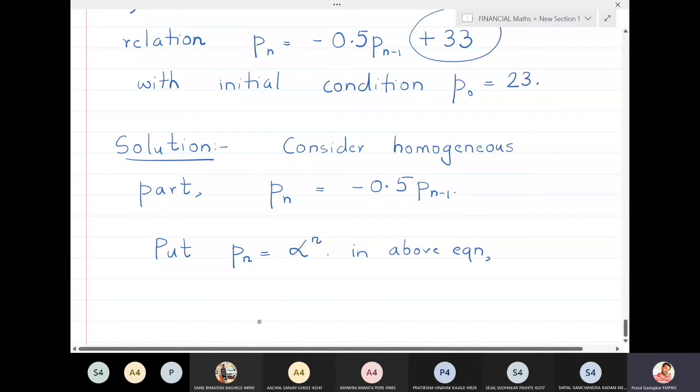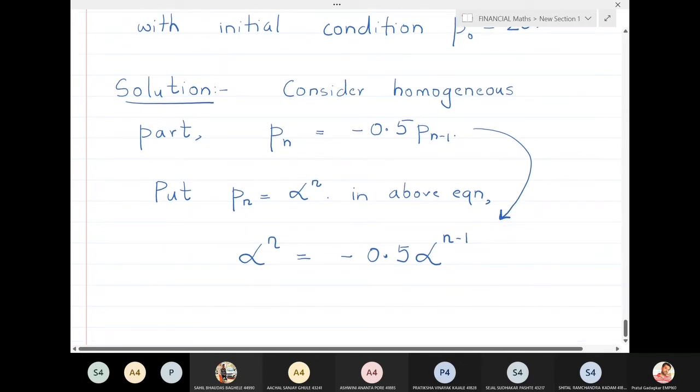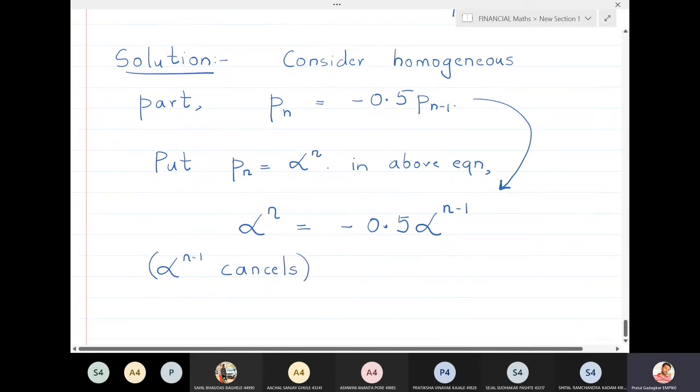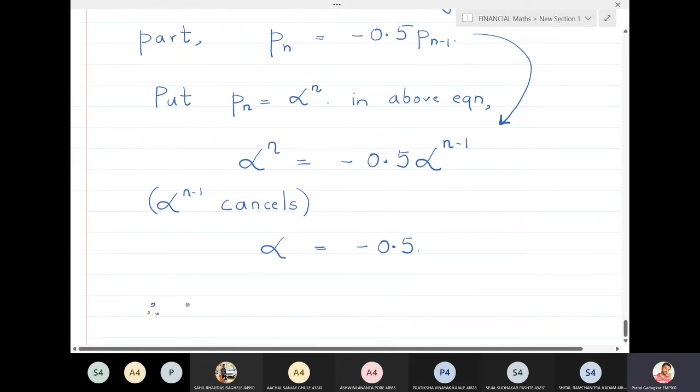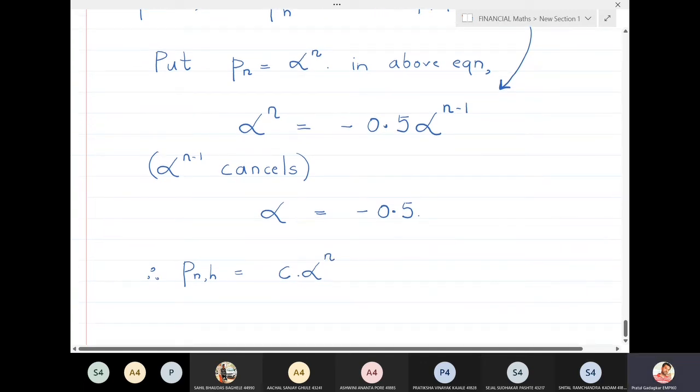So you'll get alpha raised to n is equal to minus 0.5 alpha raised to n minus 1. And therefore alpha raised to n minus 1 cancels, and you get the value of alpha is minus 0.5. And therefore the homogeneous solution PnH is C alpha raised to n. This is the solution of a homogeneous recurrence relation, so PnH is C into minus 0.5 raised to n.